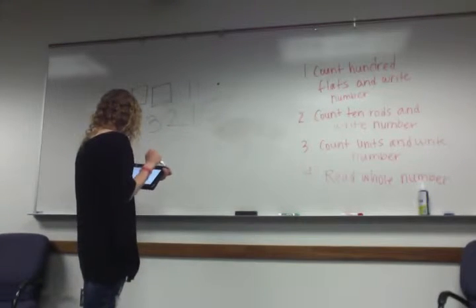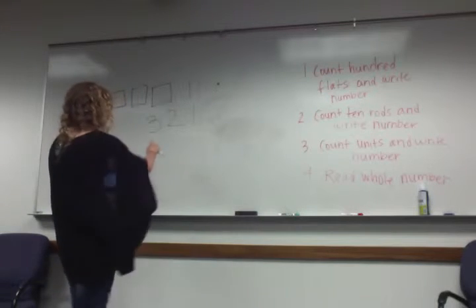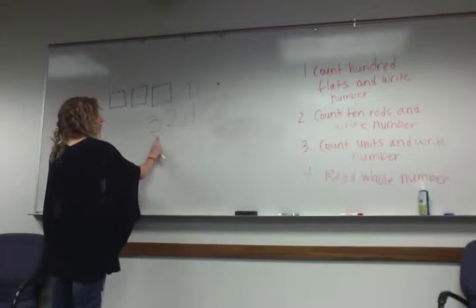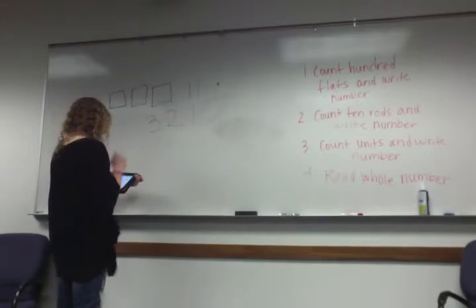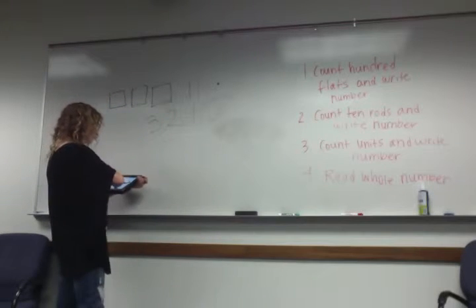Step 4 is read the whole number. So I read 321. Now you read the number. 321. Perfect. Now I have figured out what number is being shown in these base 10 blocks.